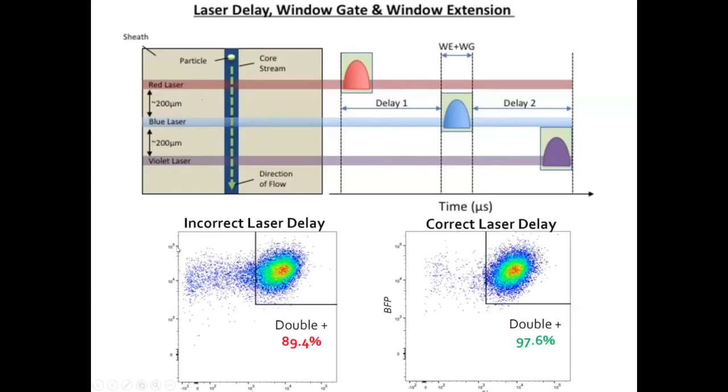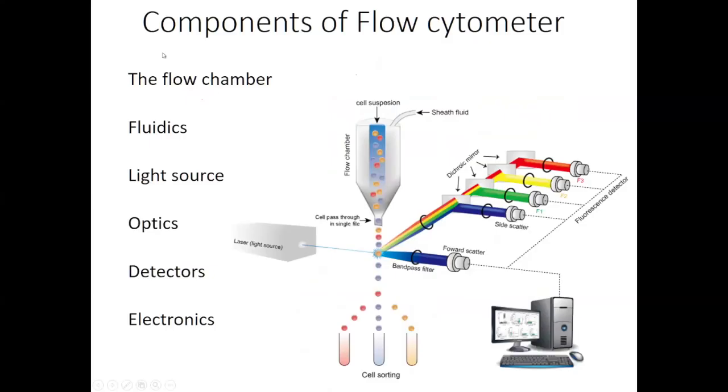So this is a good example. See, this is data where the laser delay is not corrected. You can see loss of signal. You can see actually this is a 100% double positive case, out of which 11% signal is lost because the laser delay is not corrected. Whereas when you correct it perfectly, then you will get perfect data. So laser delay, you should know what it is. You should be able to monitor it while running your quality control beads. And when there is a problem, you should call your manufacturer. You cannot do this tweaking, or say, I'll correct the laser delay. No, it's beyond your capability. Right? So that is about the light source.